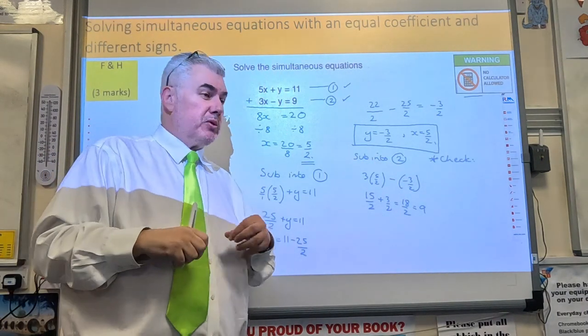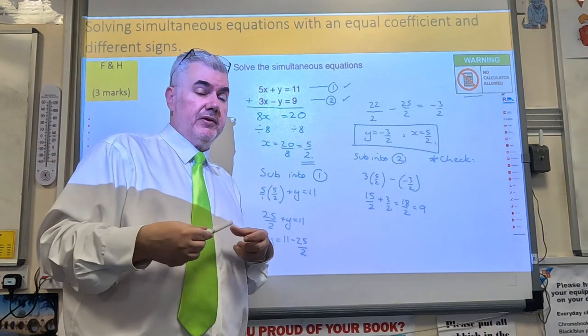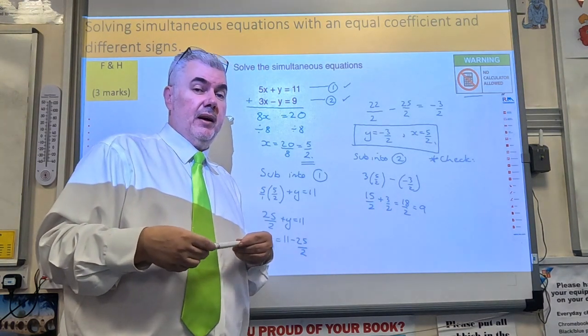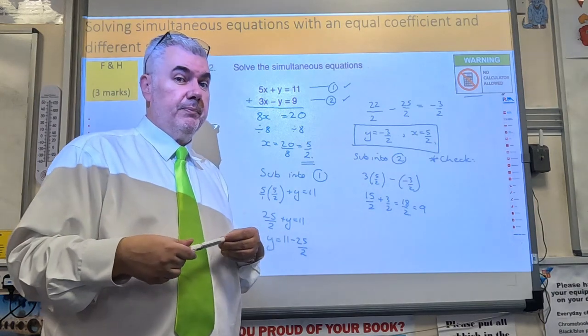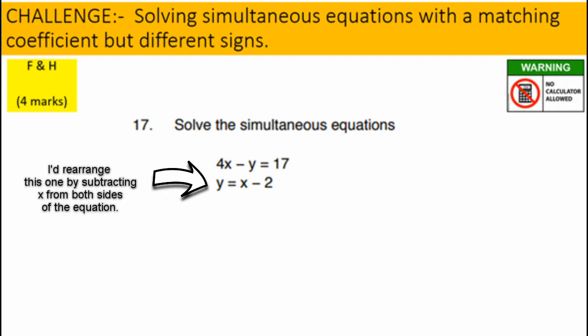So not an easy one, but it was only made difficult because the numbers were a bit more awkward. So try and get a bit of confidence with using fractions and negative numbers. Have a go with this one. Notice that it's not quite the same as the one we've just done. We always like something x, something y equals something. So you might want to rearrange this one before you begin.